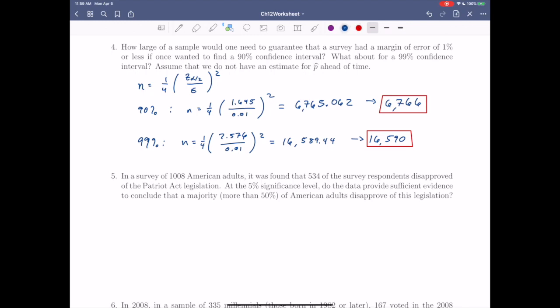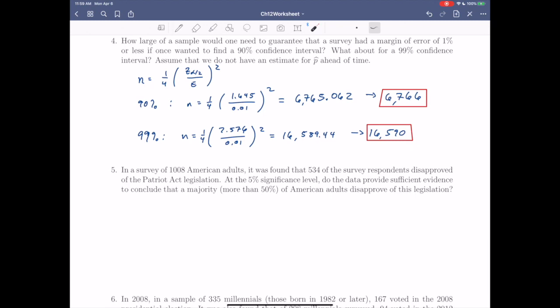Okay, so again, this was for 90% and 99%. And again, we use the 1/4 because we assume that we do not have an estimate for p hat ahead of time.